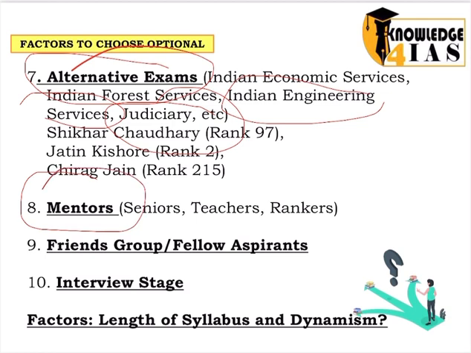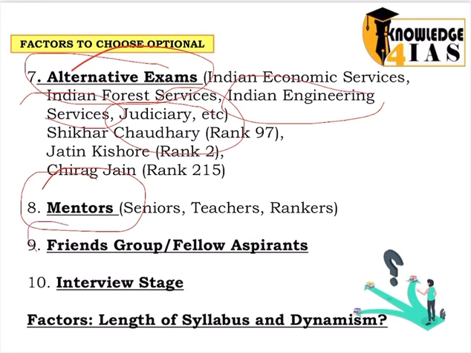Now the factor number 8 is mentors. Mentors in the sense that some of your seniors, some of your teachers, someone from your neighbors, someone who has recently qualified the UPSC examination, if they are available in front of you and they are ready to guide you and give you some tips, then you can think that I will choose that optional in which I am getting at least some tips about what are the basic books, how to move, what are the basic notes, how to gain the resources and all. So this factor can also be taken into account.